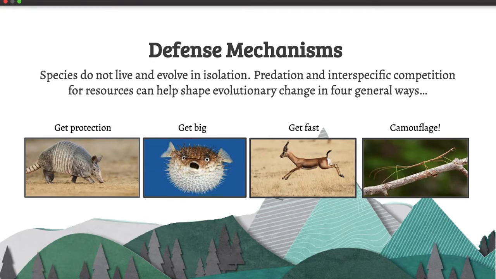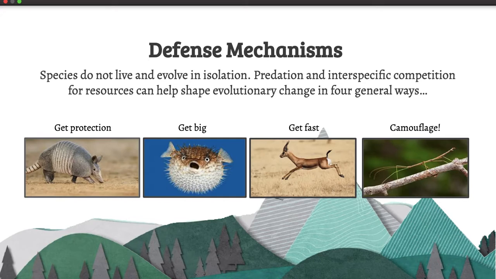So the first part, defense mechanisms. It says species do not live and evolve in isolation. Predation and interspecific competition for resources can help shape evolutionary change in four general ways. Species have different defense mechanisms that allow them to live longer and hopefully pass on their genes to the next generation. They're always competing against others, and they could be a predator or a prey, depending on where they are in the food chain.